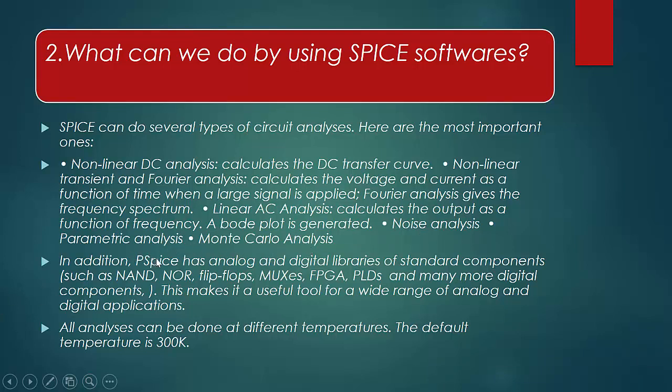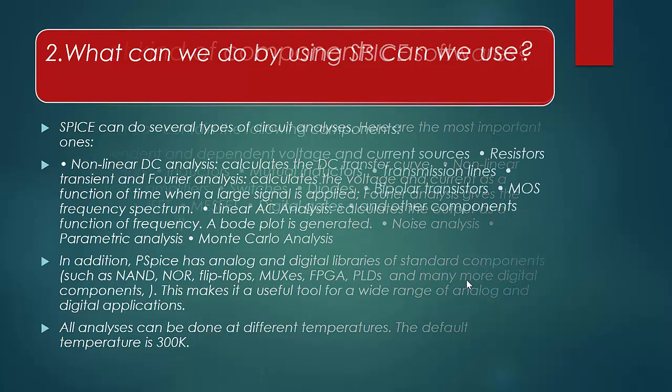In addition, PSpice has analog and digital libraries of standard components such as NAND, NOR, flip-flops, multiplexers, FPGAs, PLDs, and many more digital components. This makes it a useful tool for a wide range of analog and digital applications. Also, FYI, all analyses can be done at different temperatures. The default temperature is 300 Kelvin.